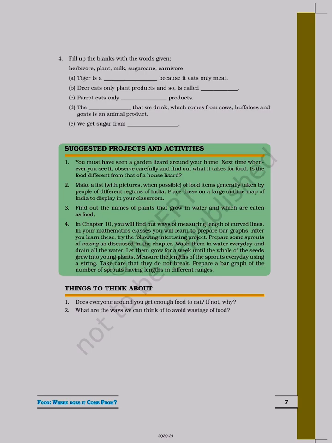Things to think about: 1. Does everyone around us get enough food to eat? If not, why? 2. What are the ways we can think of to avoid wastage of food?